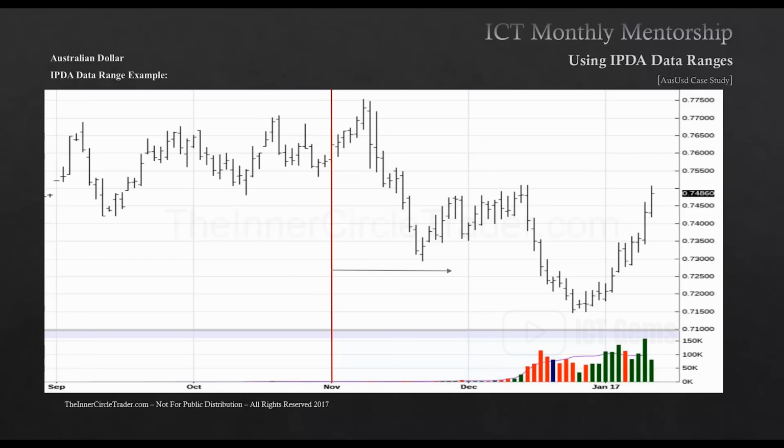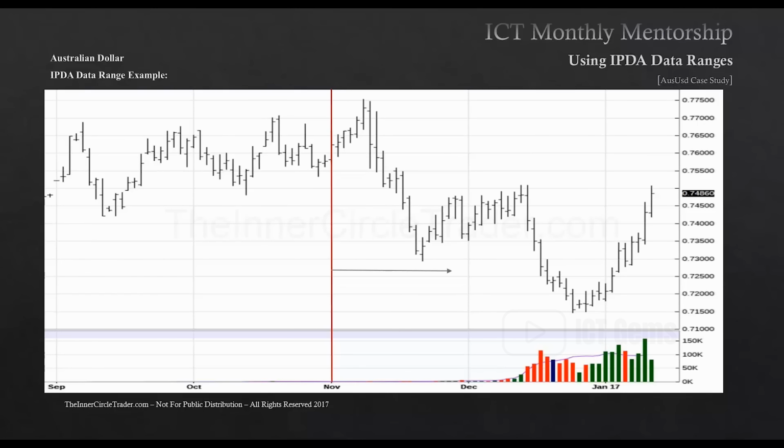The IPDA data range, okay, what it's really doing is it's highlighting you as the trader. You're going to try to mimic what this algorithm's doing. It's looking for the liquidity in the range of 60 days in the past. Where are the sell stops in the last 60 days? Where are the buy stops in the last 60 days? Where are the fair value gaps? Where are the price gaps where price has not been efficiently delivered in the last 60 days?